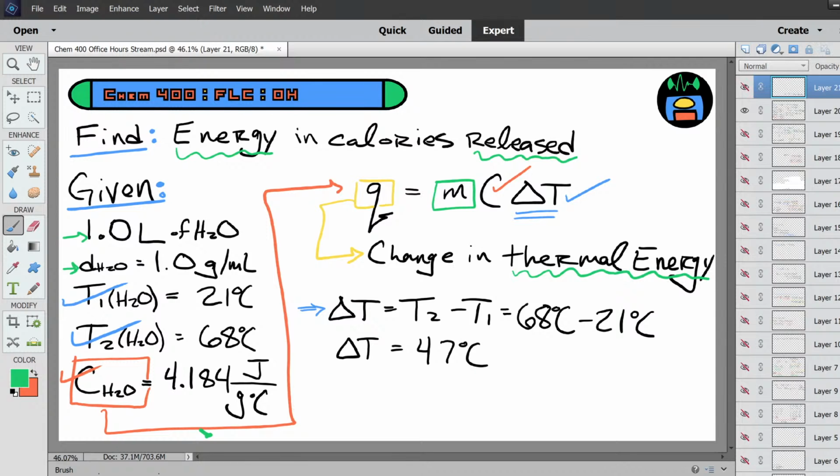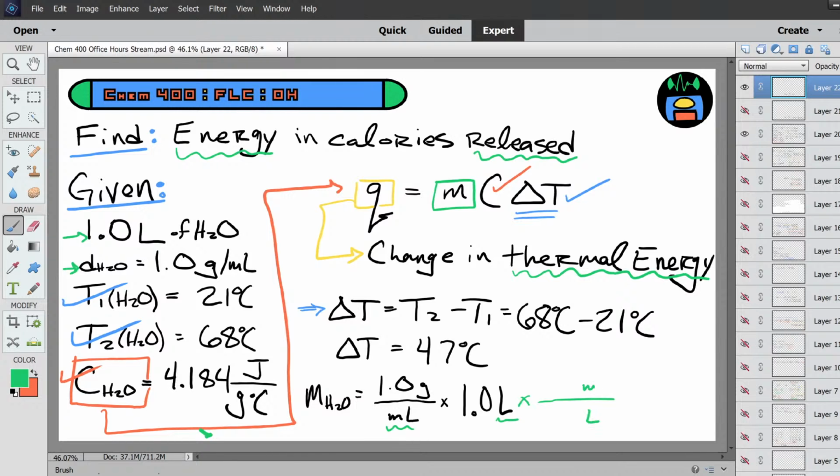So let's go ahead and calculate our mass. Whoops. Our mass of water is equal to our density, which is 1.0 grams over milliliters. Our volume is 1.0 liters, and now we have a problem here because liters and milliliters don't cancel, so we need to do a unit conversion. Liters in the denominator, milliliters in the numerator. 1 liter is 1,000 milliliters. So now liters and milliliters all cancel. 1 times 1 times 1,000 is 1,000 grams, but we need to remember that we are limited to 2 sig figs here, so our answer has 2 sig figs.